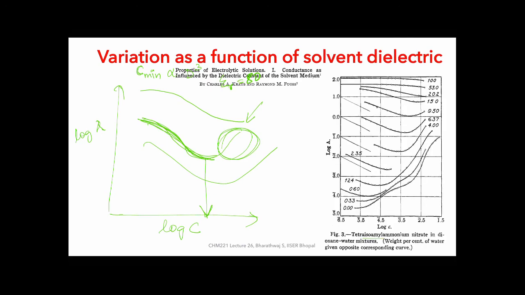This is an example where tetraisoamyl ammonium nitrate is kept in a dioxane-water mixture, such that with water being 100%, you have a dielectric constant of approximately 80, but as you keep reducing it to 0%, that goes to about 2.5 units. What one is able to see is that as you keep reducing it, anomalous behavior of conductance starts to come, and multiple minima end up appearing.